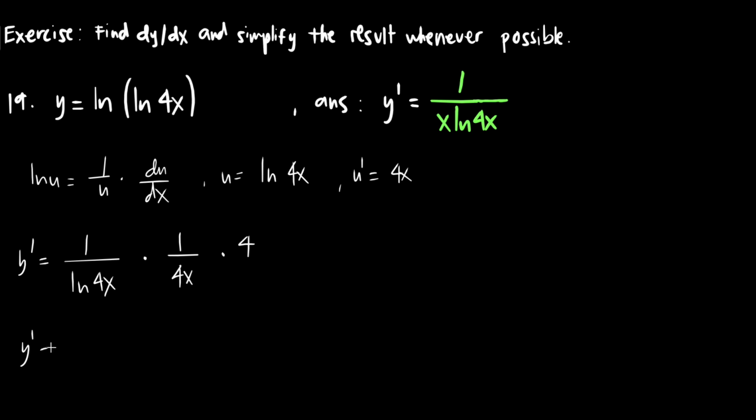So we have y prime is equal to 4 over 4x ln 4x. We'll cancel this 4, so the remaining will be 1 all over x ln of 4x. This will now be our final answer.